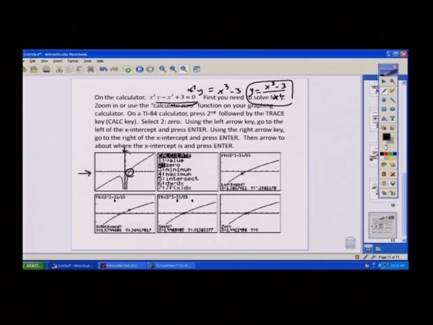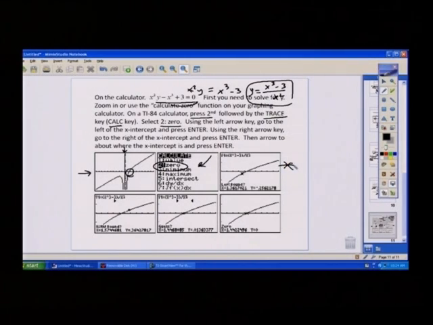If you go to second and the trace key, above the trace key it actually says calc. And if you go to second trace, or the calc key, you want to go down to the second option, which is zero. So this is the menu you would see. And we want to go down to calculate the zero, meaning what value for x will make the equation equal to 0. So when it does that, you get this type of a graph over here.